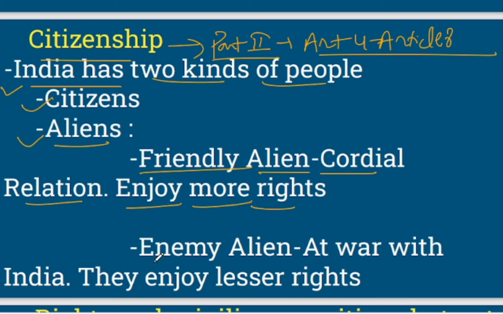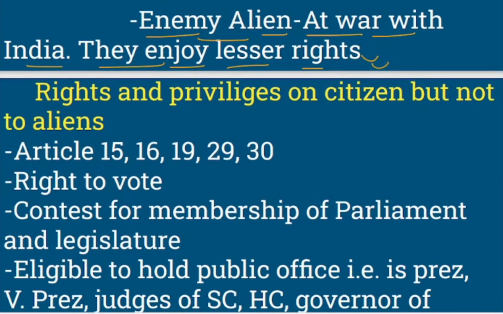Now, what does this enemy alien mean? Enemy alien means the country with which India has been at war, right? So this is what it says: at war with India, and they enjoy lesser rights, obviously, since they are an enemy nation of India. So they enjoy lesser rights in comparison to people from friendly alien countries, right? So this is what it means. Now let's move to the next slide.